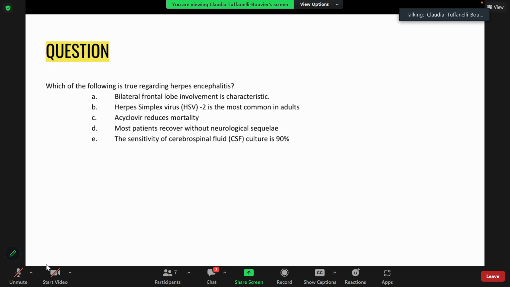Next one. Which of the following is true regarding herpes encephalitis? A, bilateral frontal lobe involvement is characteristic. B, HSV2 is most common in adults. C, acyclovir reduces mortality. D, most patients recover without neurological sequelae. Or E, the sensitivity of cerebrospinal fluid culture is 90%.